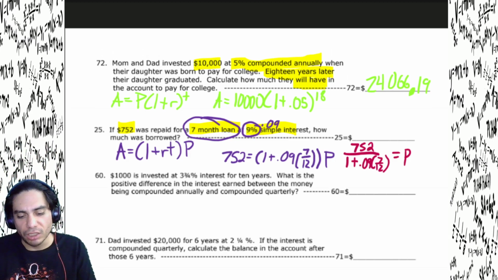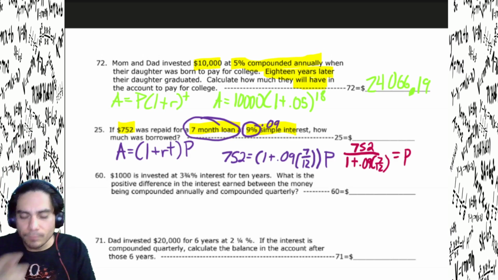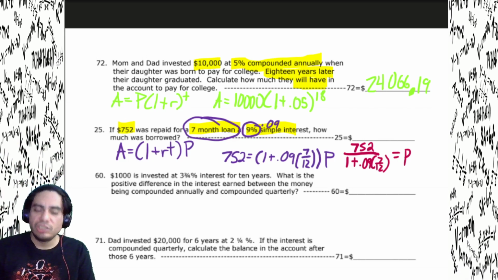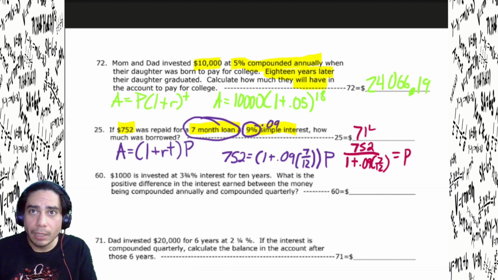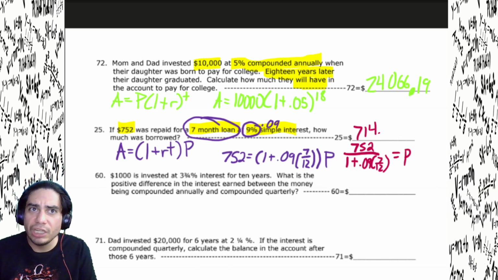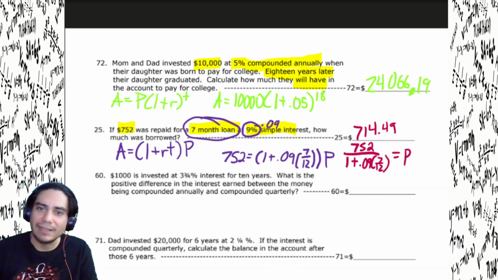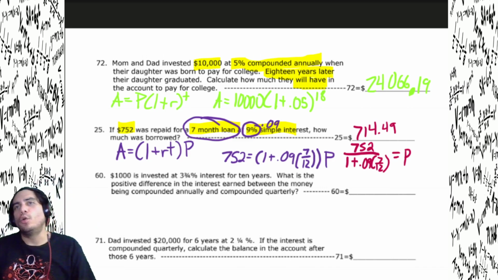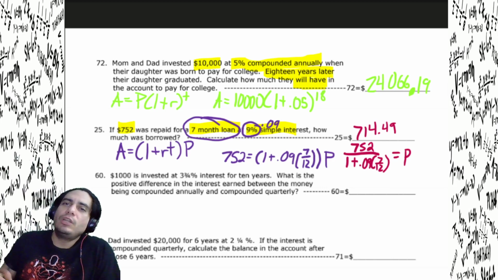Divide. And it looks like we borrowed initially $714.48. Let me correct myself: 49 cents, because it's 48 cents and 9/10 of a cent, so it rounds to 49. So there you go. We borrowed $714.49.